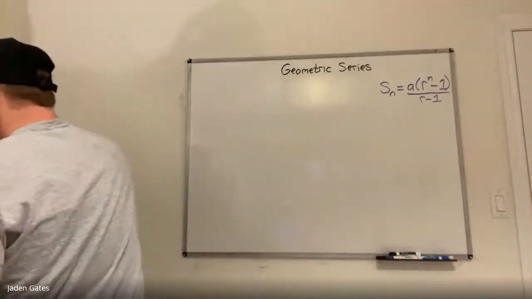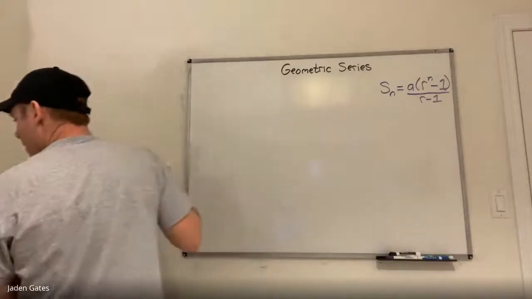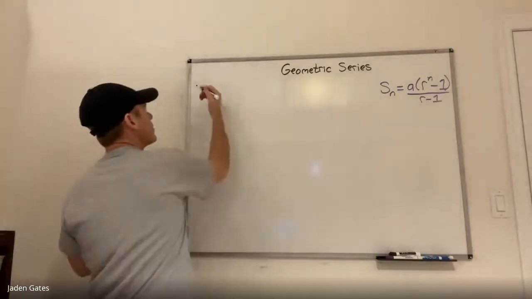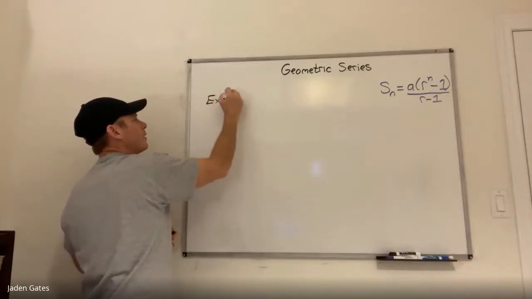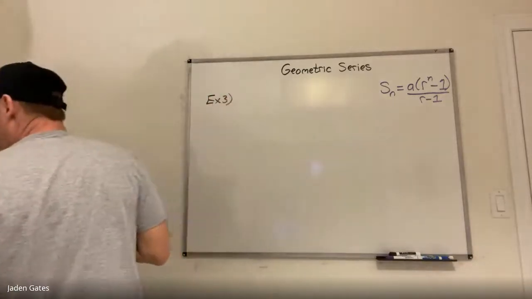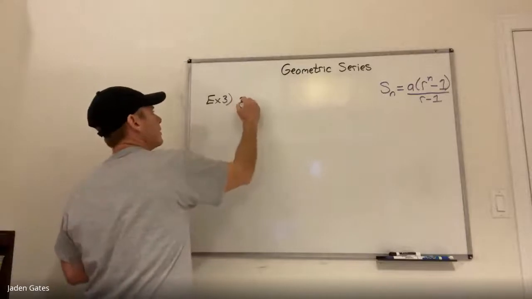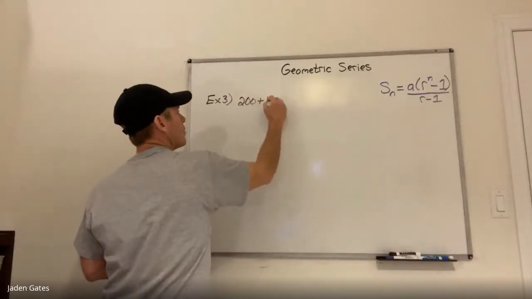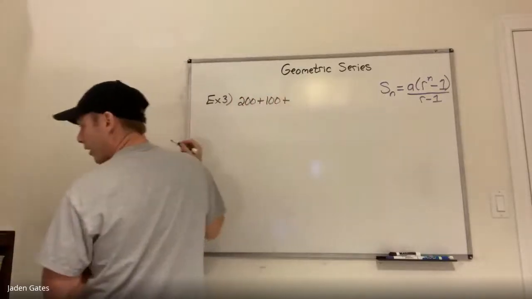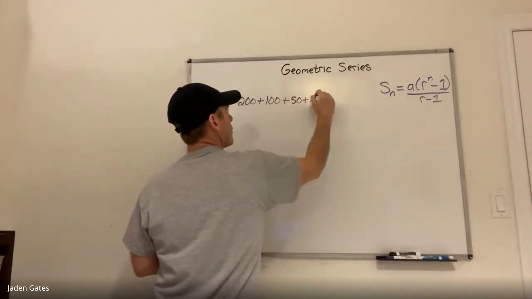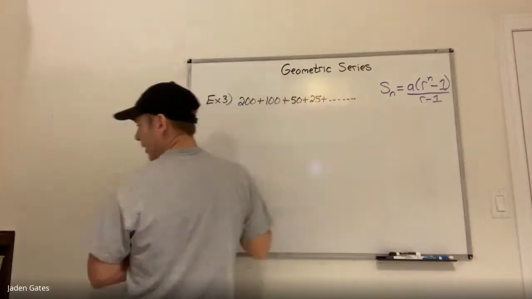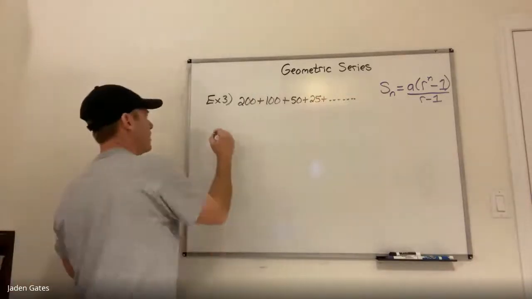All right, so next up, we're again finding the sum of a series here. This is example 3. So here's our geometric series. We have 200 plus 100, getting smaller here, plus 50, plus 25, and it keeps going. And again, I'm looking for S of 8.